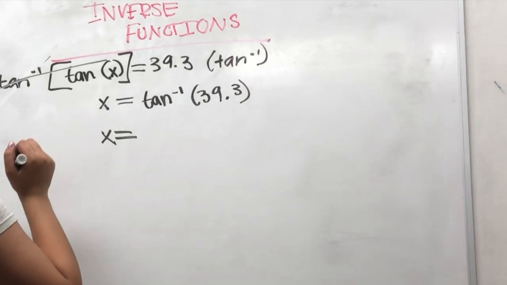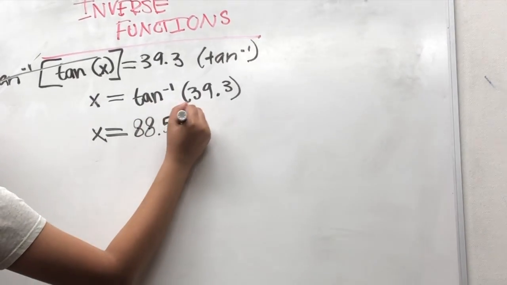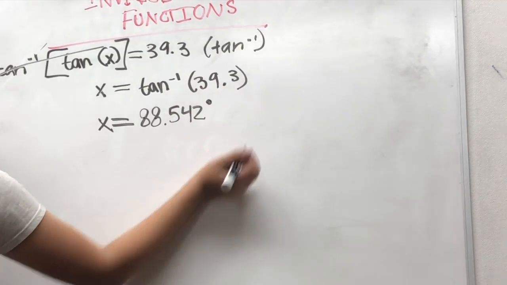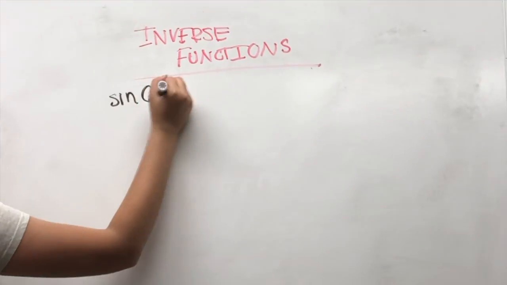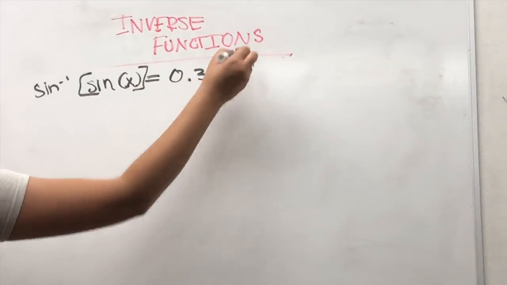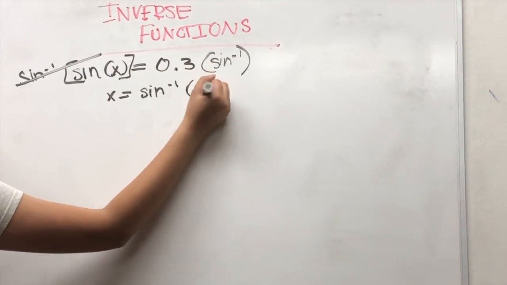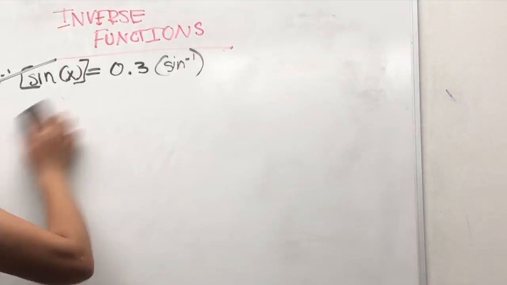So when we plug it into the calculator, we get a final answer of 88.542 degrees. So the process is basically the same for both cosine and sine. So I've just sped up the equation a little bit so you can still see how it works, but the process is the same. The only thing that's different is what you enter into the calculator.